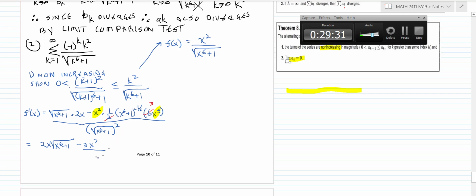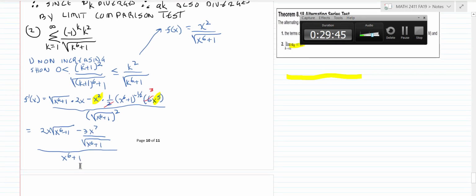You can do this in your head. You can move that down to the bottom and turn it back into a radical. And then the bottom squared, you're squaring the radical, so you end up with x to the 6 plus 1. Let's continue to simplify this. The next suggestion I would have is to get rid of this fraction, so let's multiply the top and bottom by the square root of x to the 6 plus 1.